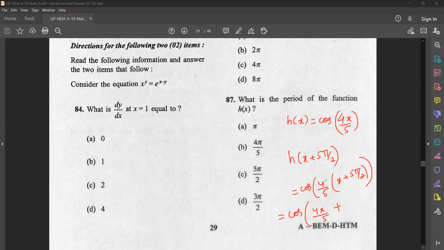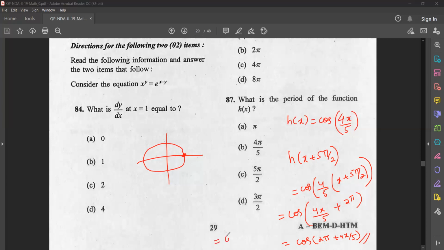5 into 4 is 20, 20 by 5, so 5 and 5 will get cancelled, 4 by 2, 2 pi. So that will be cos of 2 pi plus 4x by 5. 2 pi means I'll reach here, plus 4x by 5, so this cycle again repeats. So that is cos 4x by 5. So my answer is option C, 5 pi by 2. Now, go to the next question.